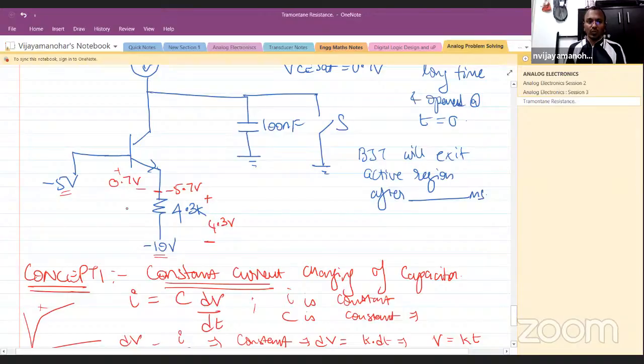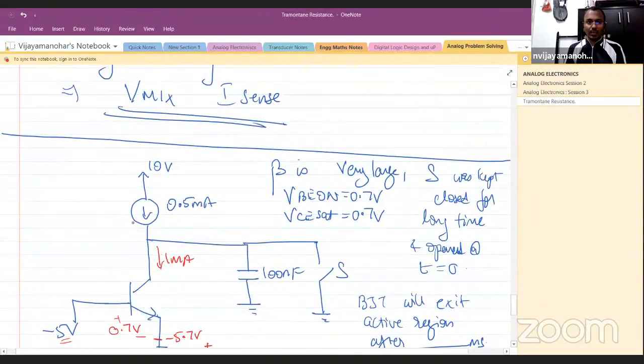So 4.3 volt across 4.3K, 1 milliampere current will flow here. Beta is very large, so the same current will flow here also. So this is 1 milliampere. Now this is 0.5 milliampere. So if I apply Kirchhoff's current law, this current has to be 0.5 milliampere constant.